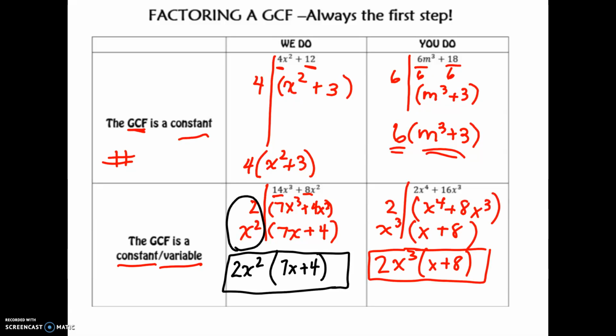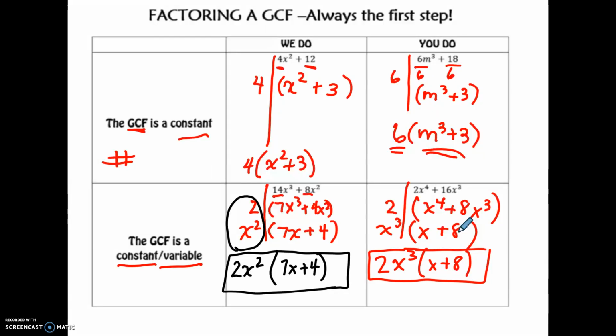Hopefully you were able to get 2x to the third. That could be your greatest common factor that you took out. And x plus 8 is what's left over because I took out 3 of the x's. There were 4 here, so one of them's left over. There were 3 x's. I took them all out, so I'm just left with that 8. And both of those numbers were divisible by 2.